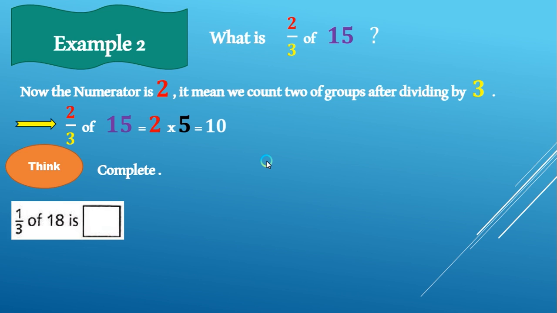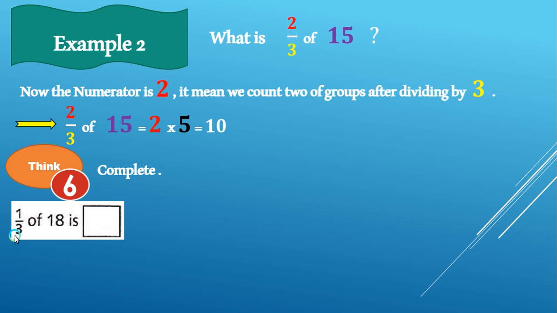So think about this exercise: 1/3 of 18. Which case am I in, first case or second case? Sure, I am in the first case because I have 1 as the numerator. And if I have 1 as a numerator, or a unit fraction, what do I have to do? I just have to divide my given amount by my denominator. And we will get 18 divided by 3, which is 6.